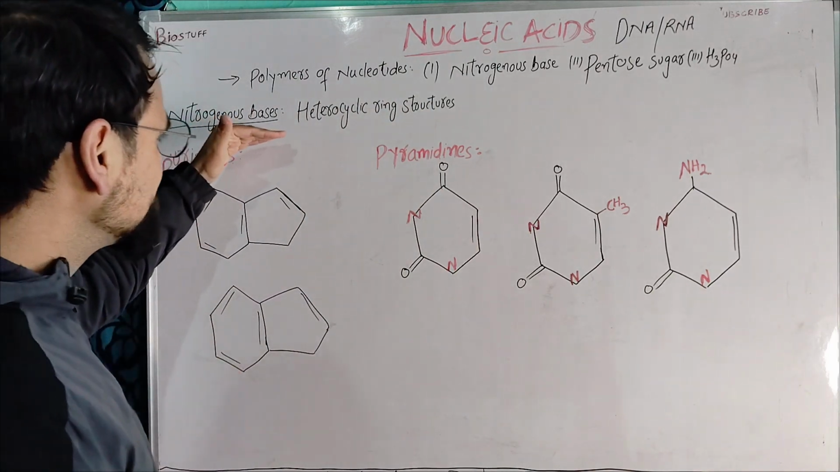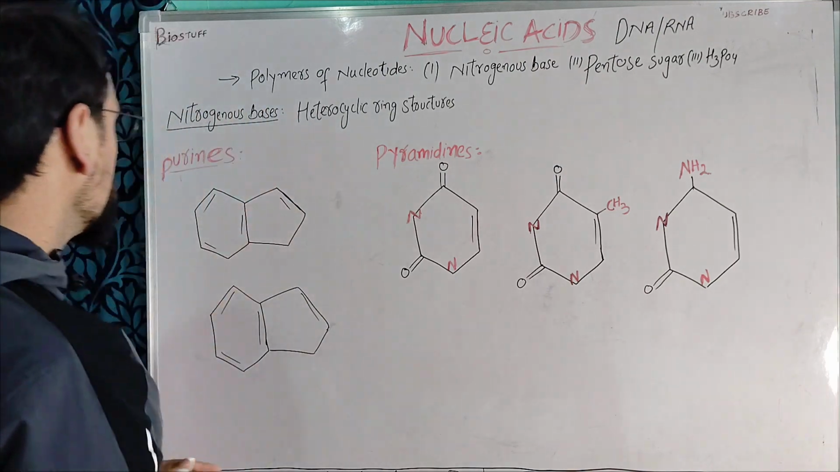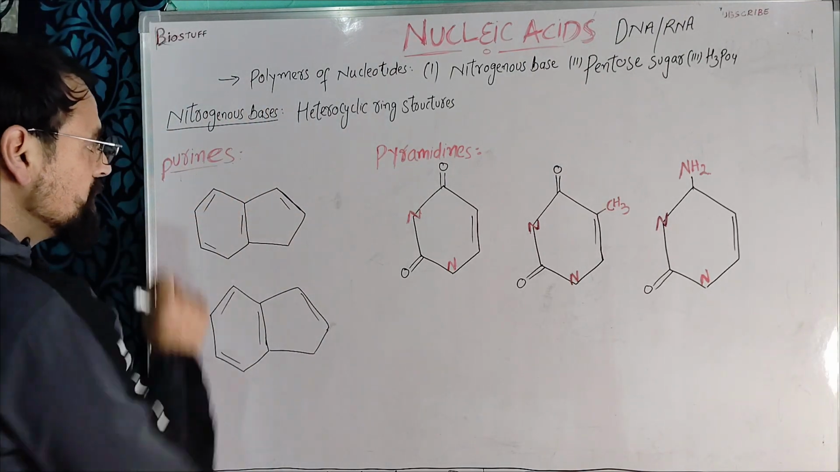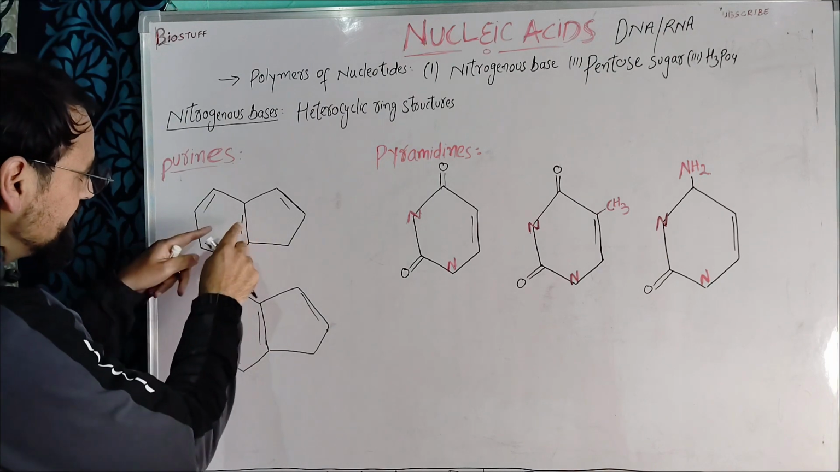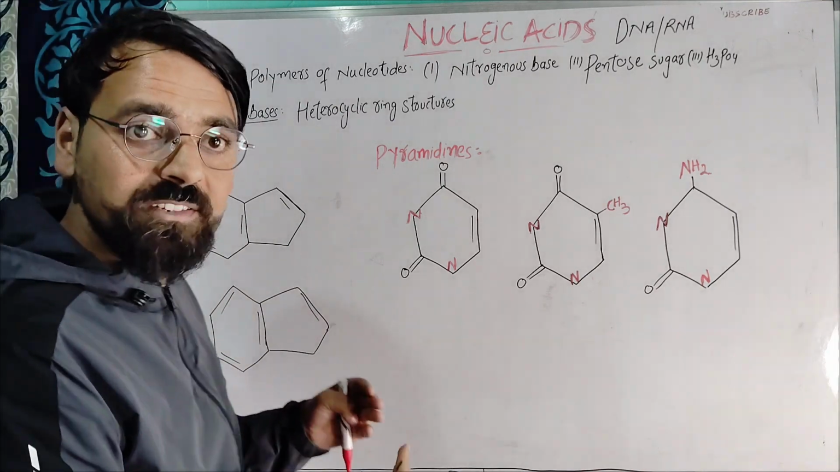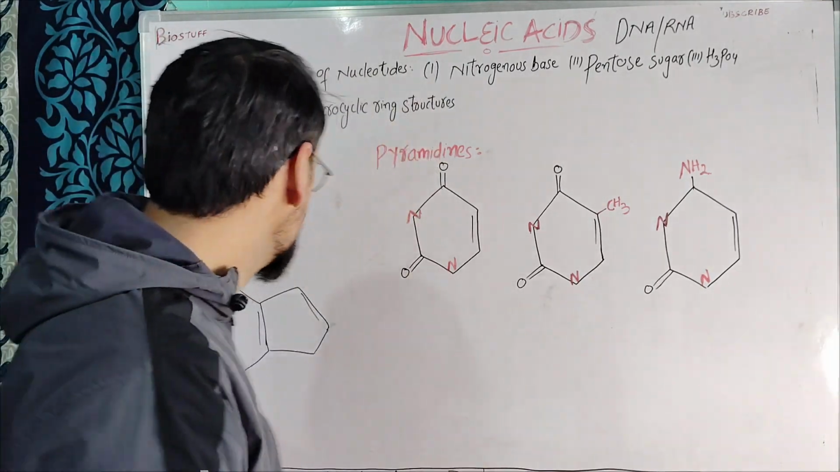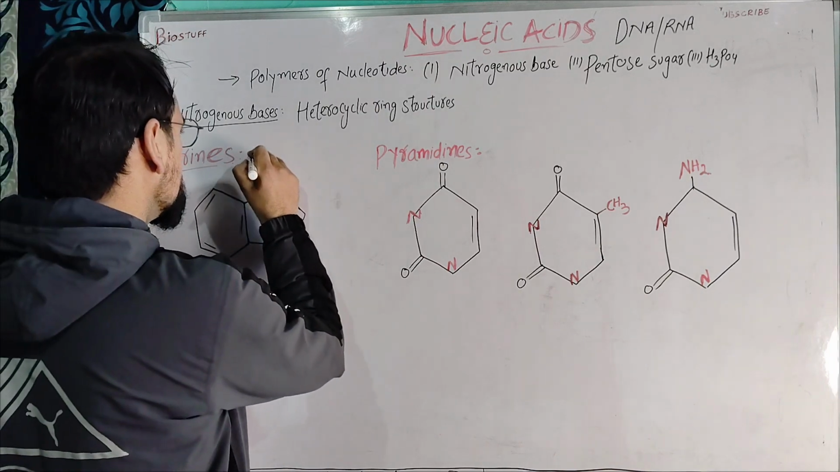And under nitrogenous bases, we study purines and pyrimidines. So first of all, we will study what purines are. My dear friends, you will see that the purines are double ring structures. I have pre-drawn the diagrams in order to save the time. Purines are double ring structures.